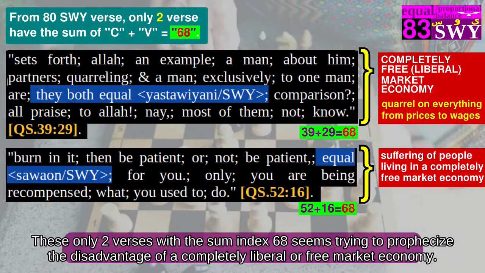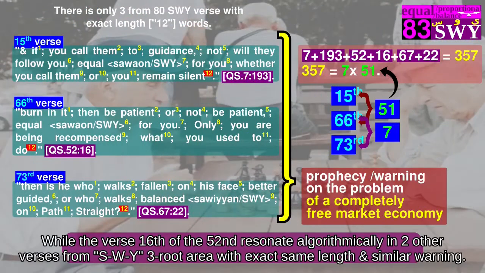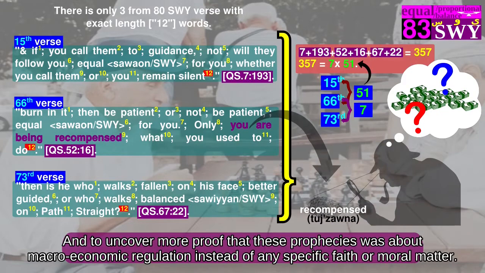These only two verses, with the sum index 68, seems trying to prophesize the disadvantage of a completely liberal or free market economy. While the verse 16th of the 52nd resonate algorithmically into other verses from SWY3 root area, with exact same length and similar warning. And to uncover more proof that these prophecies was about macroeconomic regulation, instead of any specific faith or moral matter.